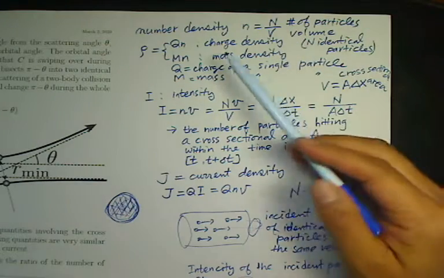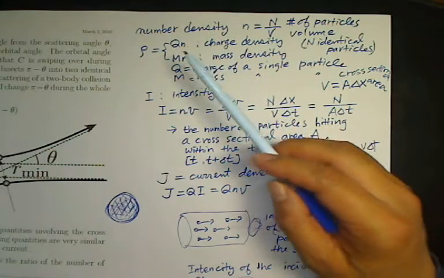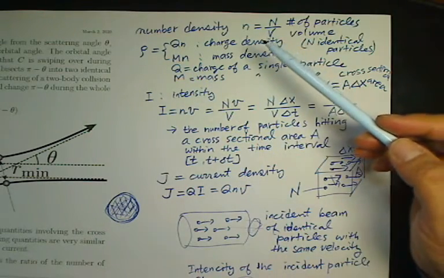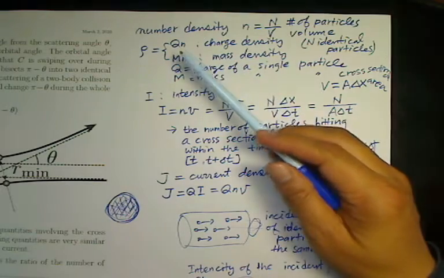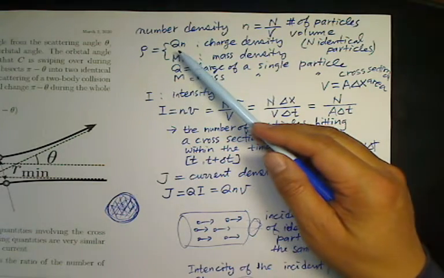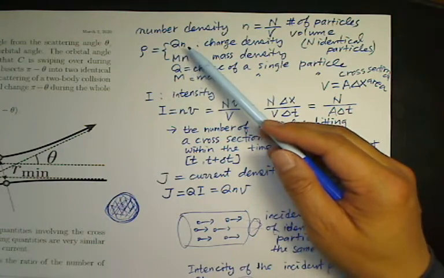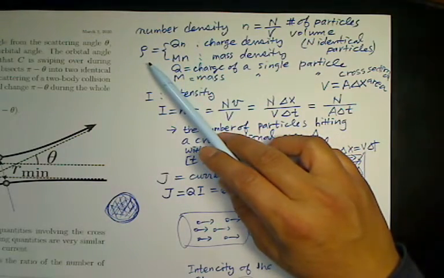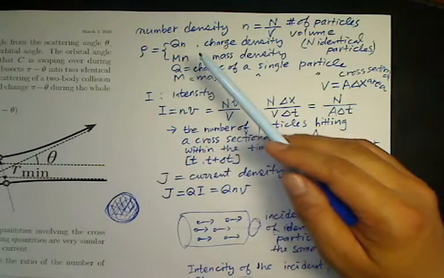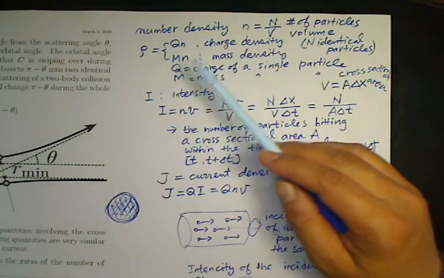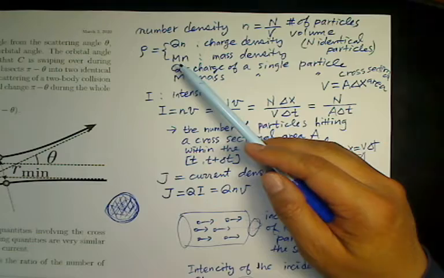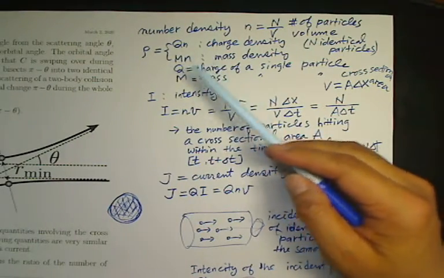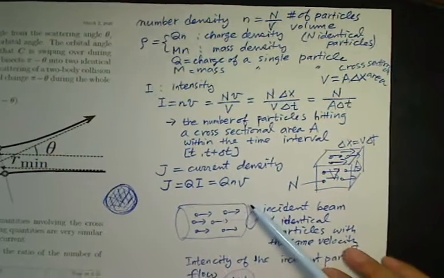And if they are equally charged, for example electrons, you can multiply the single electron charge by the number density to find out the charge density of the flow. If you multiply the electron mass, then you will find the mass density, the volume mass distribution.